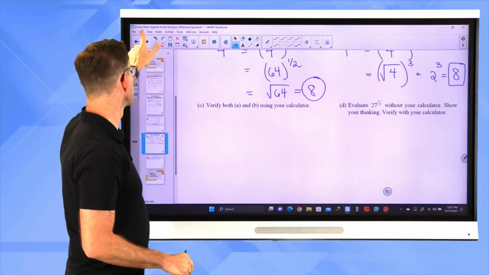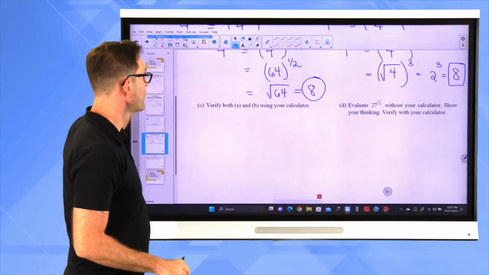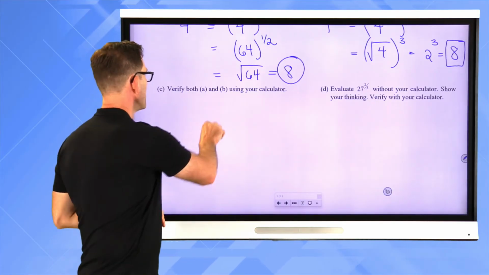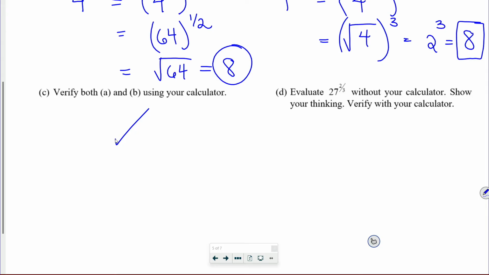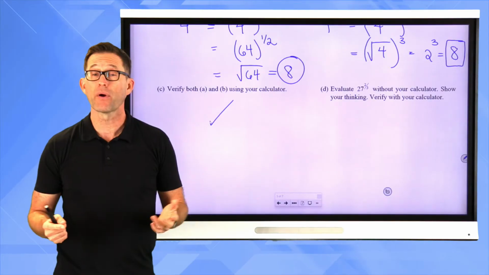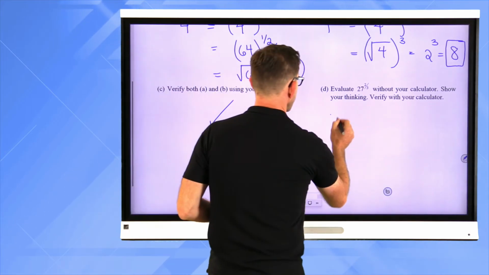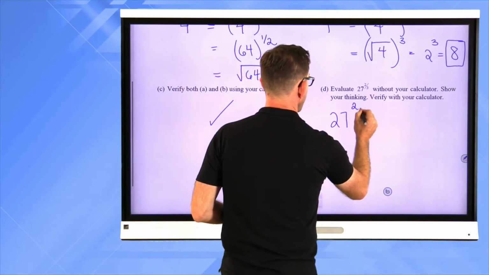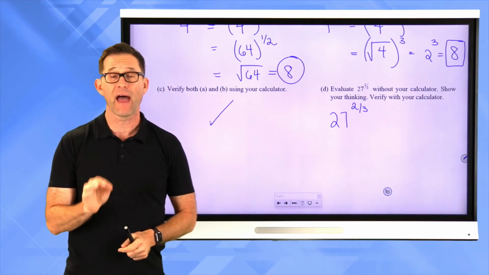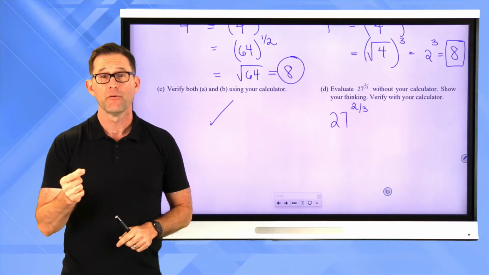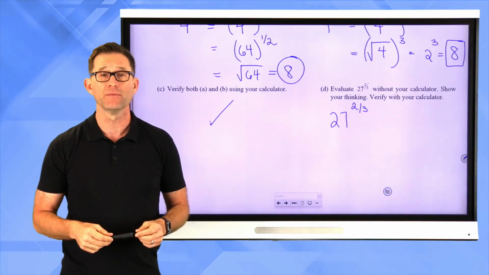Now, let's go back, view, full screen. I'm going to just put a check mark there. Letter D. Evaluate 27 to the 2/3 without your calculator. Show your thinking. Verify with your calculator. All right, so let me just write this a bit bigger. Okay, what I'd like you to do is try to figure that out without your calculator. Pause the video now and see what you can do.